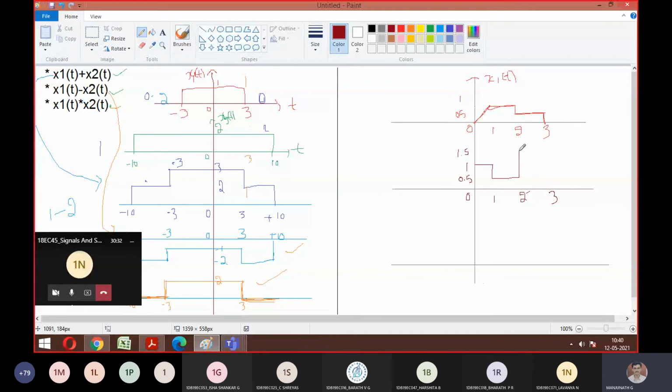Now the option is with you. Perform multiplication for this and tell me how the answer looks. For example, if they give some g of t, then g of t is equal to x1 of t into x2 of t, which is what you are supposed to perform. So sketch this, everyone. Let me see what you understood in multiplication. x1 of t into x2 of t.